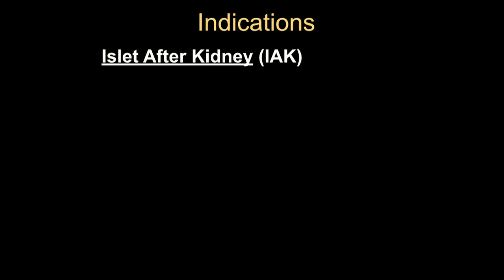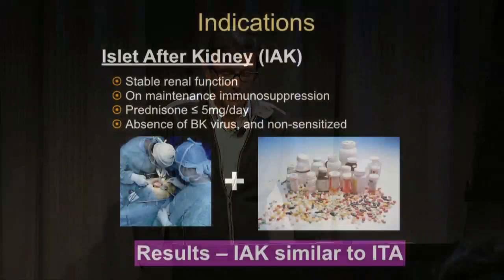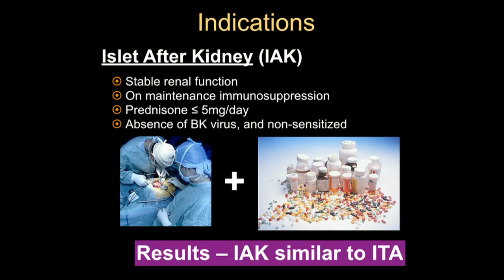The other side of the equation is patients that already have a successful transplant, like a heart, a lung, or in this case, a kidney transplant. So they're already on the anti-rejection drugs, so they don't have to face any additional risk except from the minor risk of the procedure required to put the cells in. And islet after kidney transplant, our second category, is becoming a very successful category too.